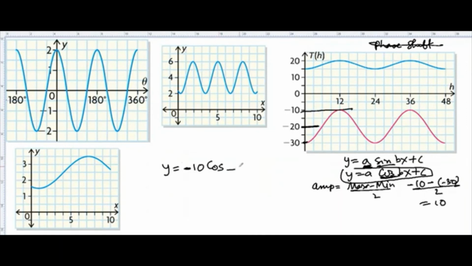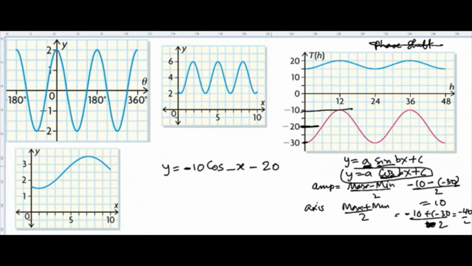Now we need something in front of x, and now the axis. Let's find the axis first. So the axis is maximum plus minimum divided by 2. So maximum is minus 10, minimum is minus 30, so minus 40 divided by 2, minus 20. We can see that minus 20 is the axis. So minus 20 is the last one.